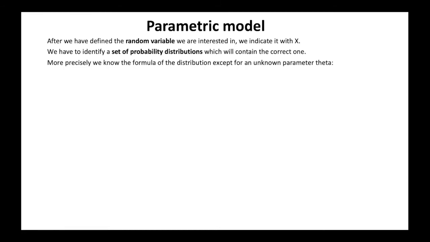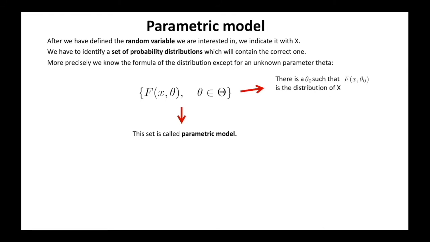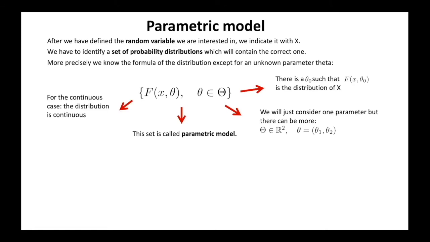We can write this as F_X(x; θ), where θ belongs to a subset of R called Θ capital. This set of distributions is called a parametric model. So we know that there is a value θ0 such that F_X(x; θ0) is the distribution of the random variable X. For simplicity, we will consider just the one-dimensional case, but in general the parameters can be more than one. As always, for the continuous case, the distribution should be continuous.